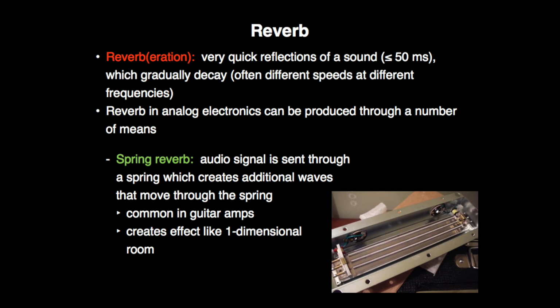Now, reverb is a natural property of a lot of different closed-in spaces, but it can also be reproduced electronically, and there's a few different ways we can do that with analog electronics. Number one is a spring reverb. In a spring reverb, the audio signal is sent literally through an actual physical spring. As the audio signal is sent through, that spring vibrates and it creates additional waves that move through the spring. And that creates kind of a sense of there being some reverberation.